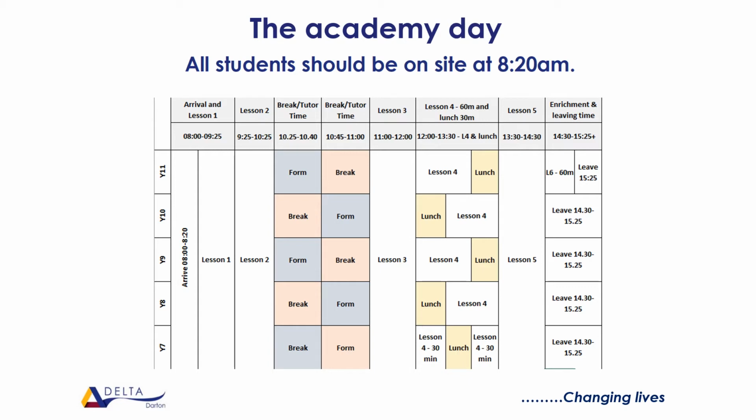Lesson 3 runs from 11 till 12, and then lesson 4 is a split lunch. This means that the students will attend lesson 4 for 30 minutes. They will then break and have their lunch, and then they will return to lesson 4. Lesson 5 starts at 1:30 and finishes at 2:30. We also have a number of enrichments which I will be talking about later on, and we do recommend that all students take part in as many of these enrichment activities as they can.